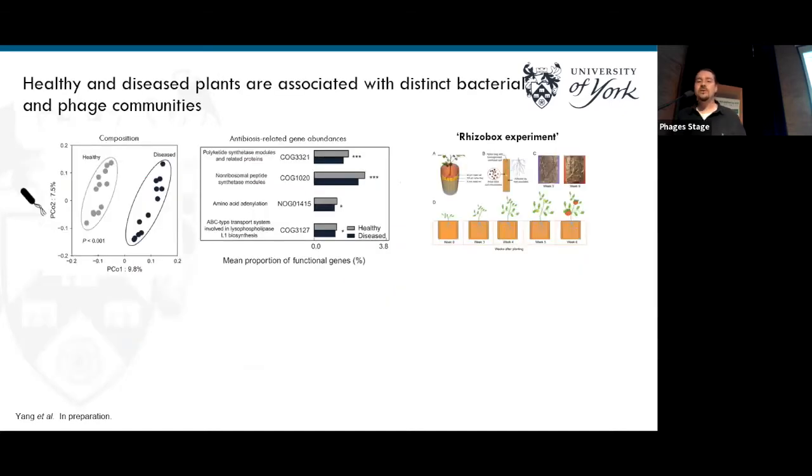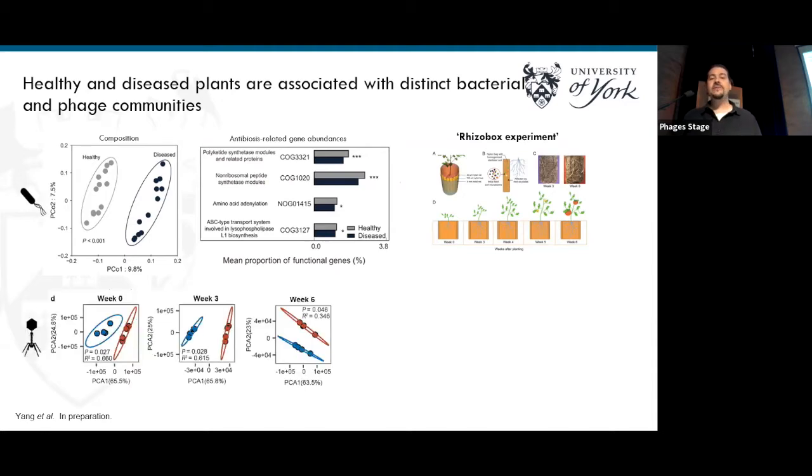So maybe going back to the Rhizobox experiment as well, do we see anything similar there? This is just looking at the bacterial community composition between healthy and diseased plants. We were also able to pick up some antibiosis production genes. It seems to be in higher relative abundances in healthy plants. And if you look at the whole virome, we do see a clear change here as well. Initially, the whole virome is very different between the healthy and diseased plants. And interestingly, this difference is kept throughout the experiment.